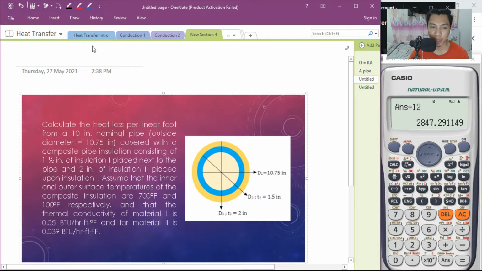Calculate the heat loss per linear foot. Per linear foot, ibig sabihin per foot, from a 10-inch nominal pipe. So, ano ibig sabihin nun? The 10-inch nominal pipe, that is the size of the piping.